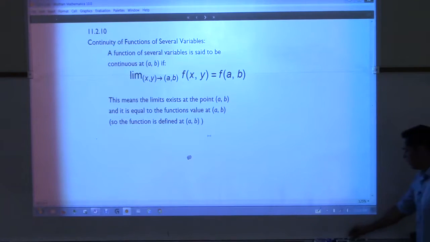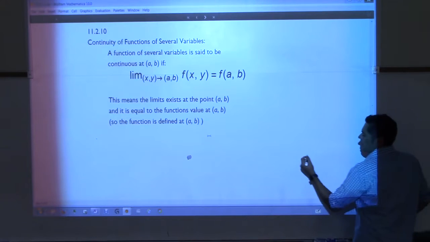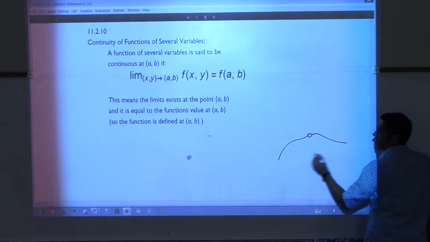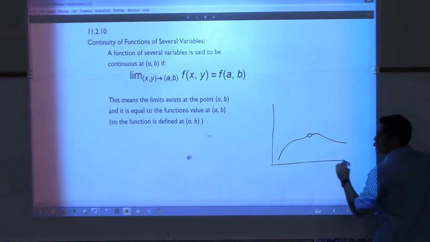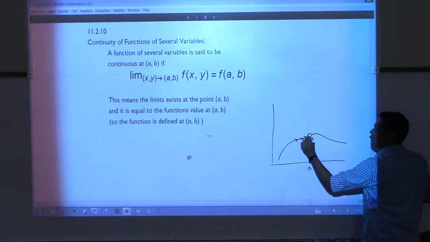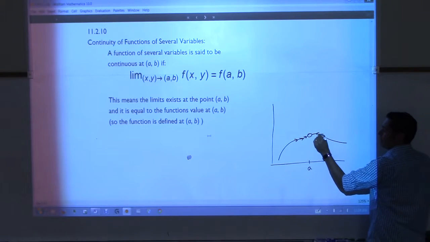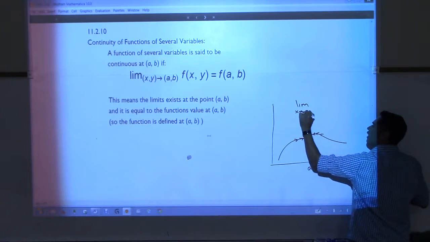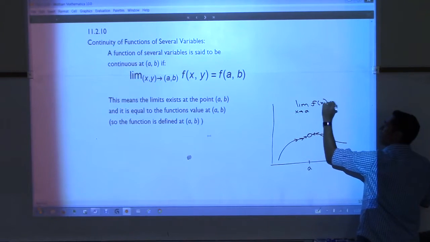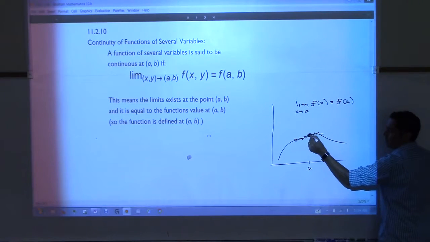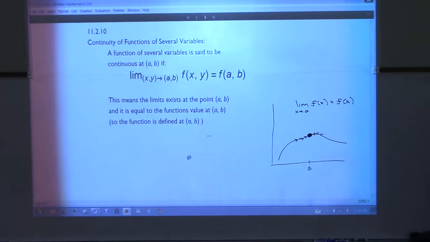So remember back in Calculus 1, for a function to be continuous at a point, so let's say we have some function, we have some point A here. To say that this function is continuous at A meant that not only does the limit from the left exist and the limit from the right exist, but that the limit as x approaches A of the function was equal to the function's value at A. So you couldn't have a hole here, it had to be filled in. And that's what it meant to be continuous at A.